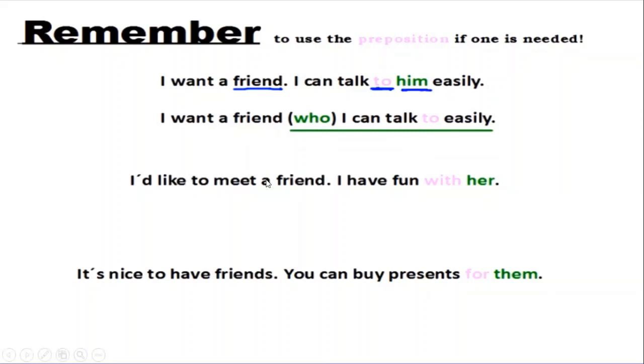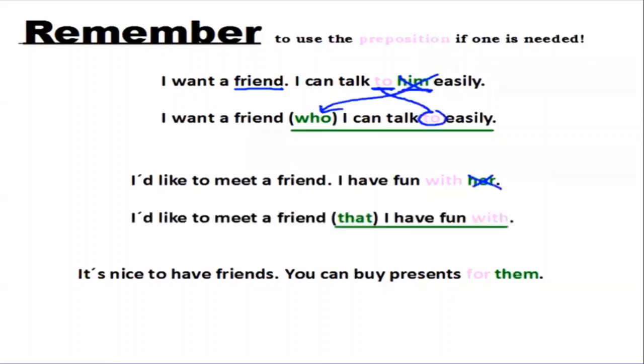Great. Now we have two more sentences. I'd like to meet a friend. I have fun with her. Who can put these two together? Like to meet a friend who I have fun with. Very good, miss. Excellent. I'd like to meet a friend who I have, or that I have, fun with.